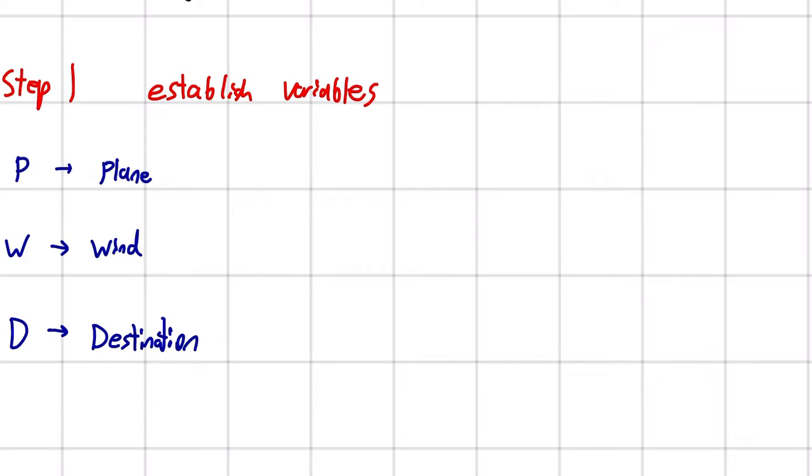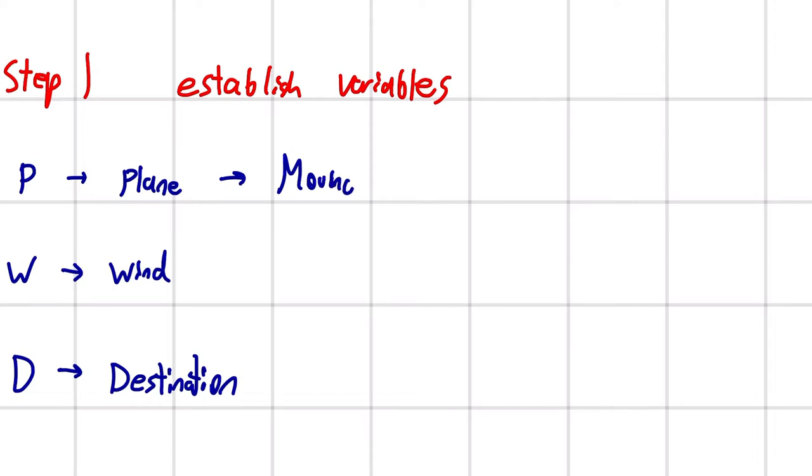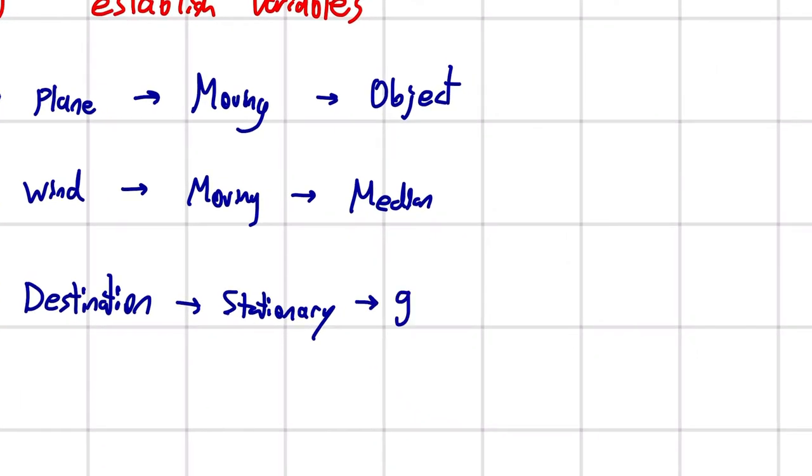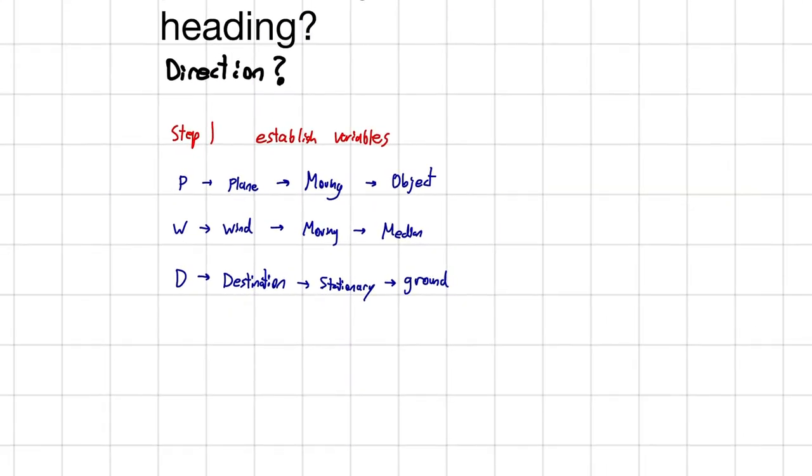I'm going to write some more information on top of these. So the plane is moving. The wind is also moving. And our destination is stationary. These are just some good properties to associate with our variables, just to keep it all straight in our heads. And the plane is our moving object. The wind is the moving medium through which the object is moving. And stationary, well, that's our ground. It's our ground that we define as stationary.